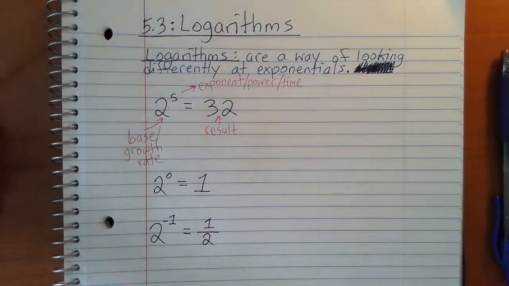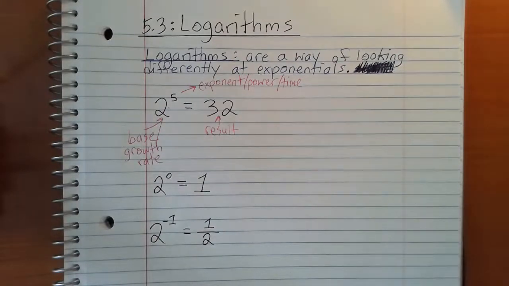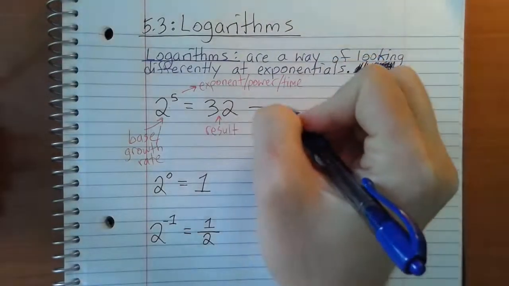Okay, now that we have all of these exponential equations written out and we can follow what's happened here, pretty familiar, we're going to change these into logarithms and talk about what each part of that logarithm means. So we'll draw an arrow here.